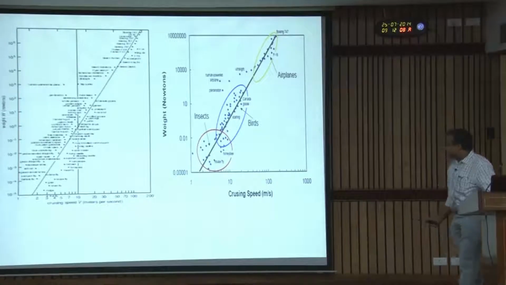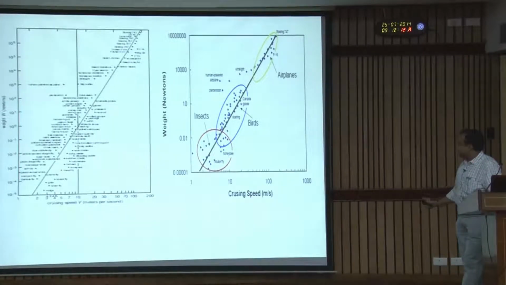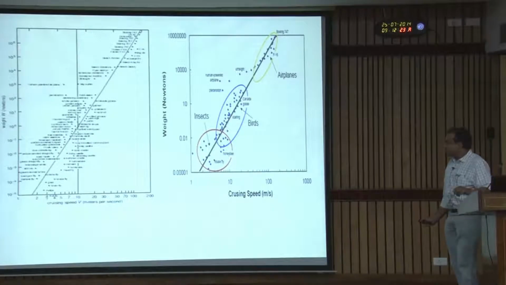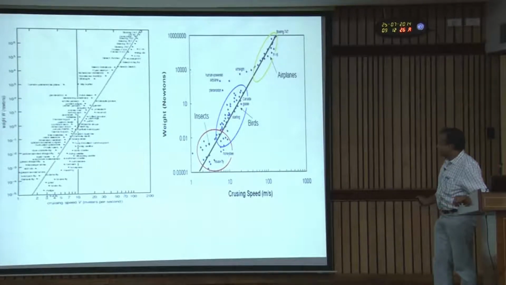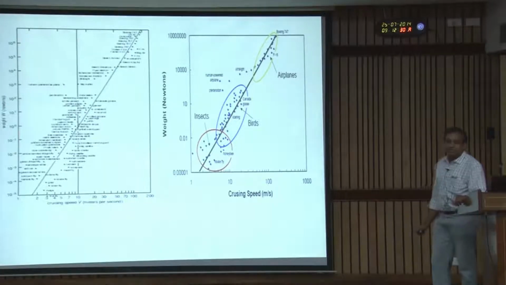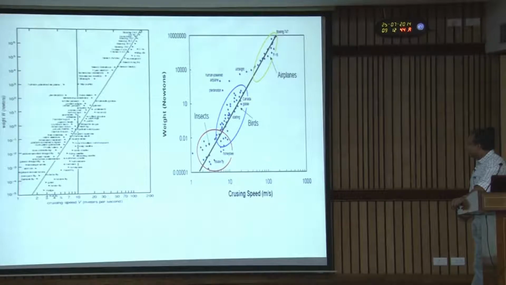If you look at the weight versus cruising speed of all vehicles, man-made or natural, the insects, birds and airplanes fall in this region. So, when we design, we try to keep ourselves in this range, because we think that is in some way naturally optimized. I will show one example of insects where you will see that nature's design is optimized to some extent through evolution or whatever need, and we never tried to build something which falls outside this region, because we may not succeed in that case.